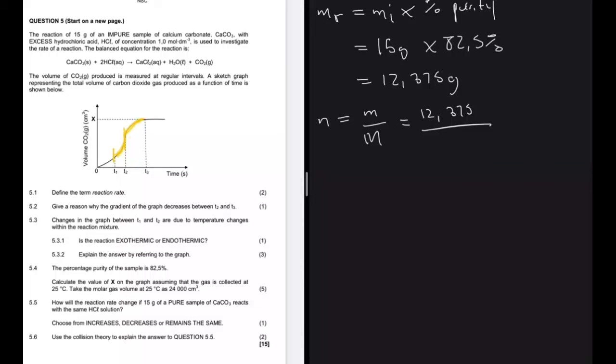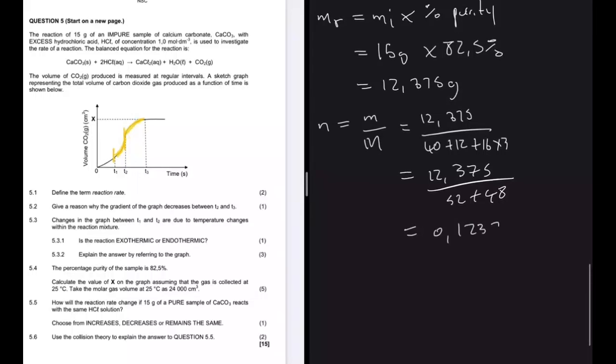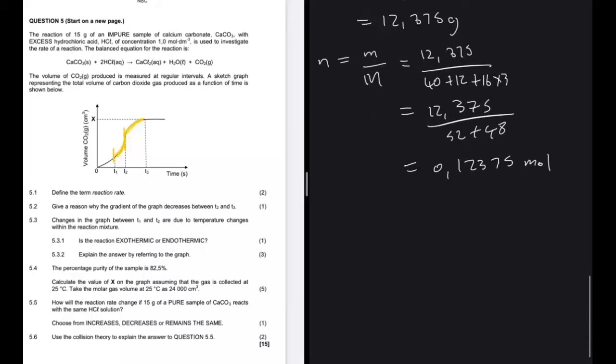So for calcium, we have a molar mass of 40, and for carbon that's 12, so plus 12, and for oxygen that is 16, but we have 3 oxygen atoms, so that's 16 times 3, which is 48. So 12.375 divided by 40 plus 12, that's 52, plus 48. So we just have 12.375 divided by 100, which gives me 0.12375 moles of calcium carbonate.